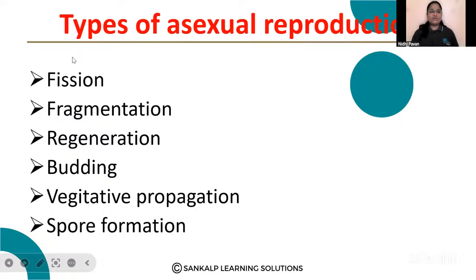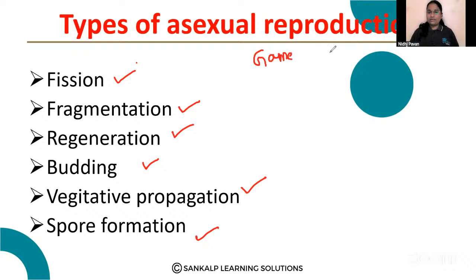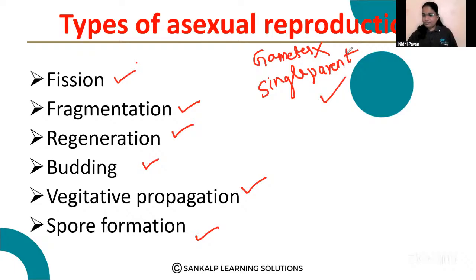Such reproduction is called asexual reproduction. Next, see, types of asexual reproduction we have: fission, fragmentation, regeneration, budding, vegetative propagation, then spore formation. In asexual reproduction, gametes are not involved. There is no fusion of gametes. A single parent will give rise to the offsprings. In this case, we have certain types. One by one, we will see.